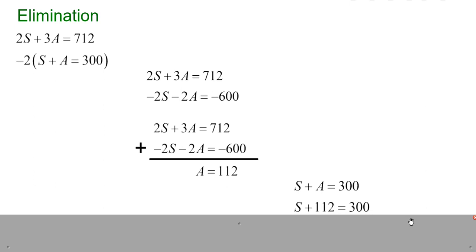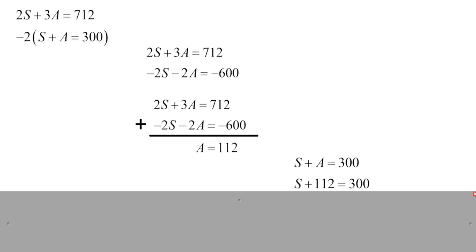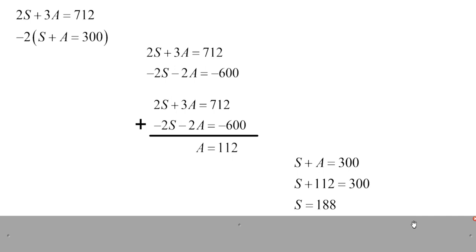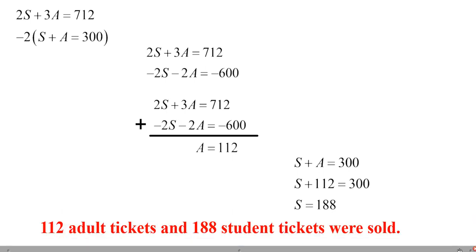When we substitute in the value for A, now we just have to undo the equation by subtracting 112 to get the number of student tickets, which is 188. So we know exactly how many of each type of ticket would have to be sold to get the funds raised. We need 112 adult tickets and 188 student tickets to be sold in order to raise the $712.